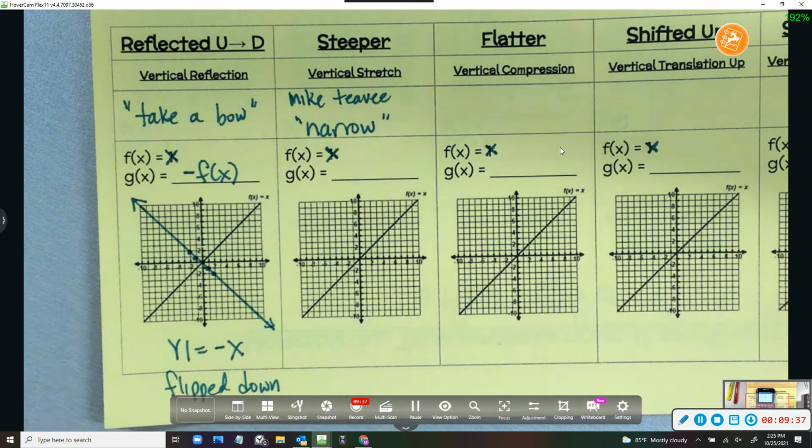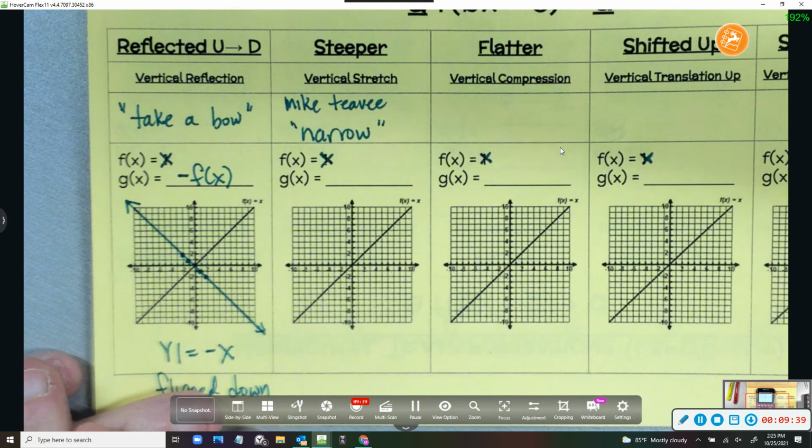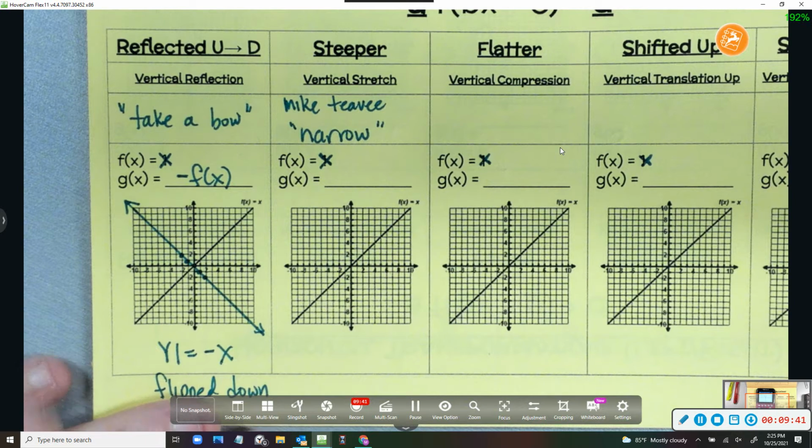He got real narrow. So Mike TV got real narrow. Okay, so that's how we're going to remember.